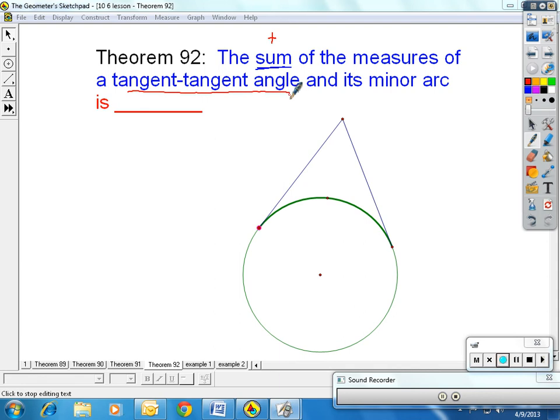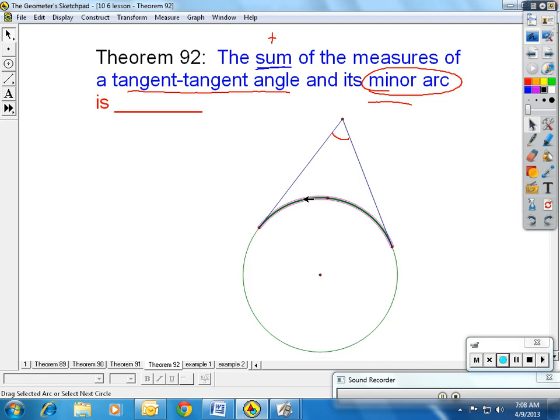Where's the tangent angle? Well, here's my tangent angle, right? Those two segments are tangent. So there's my tangent angle there. And its minor arc, the key word there is minor. So remember that the tangent breaks the circle into exactly two arcs, a small arc and a large arc. So I don't have that one highlighted, this one around here. Well, what's the minor one? The minor one would be this one.